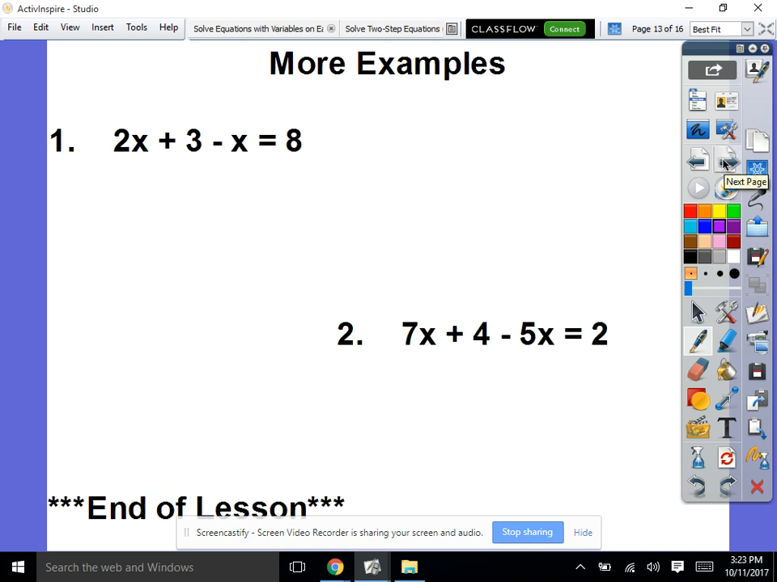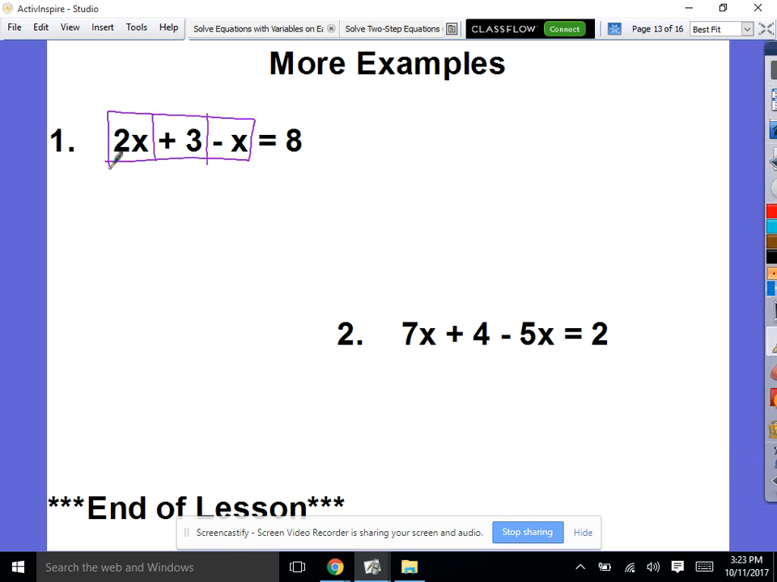Some more examples. Draw the line in front of the sign. I have two boxes with X, so I'm going to put them together. 2x minus X will just leave me with 1x. X plus 3 equals 8. Box in your terms. We're going to get rid of that constant, which gives us X equals 5. 2 times 5 is 10, plus 3 is 13, minus 5 equals 8.